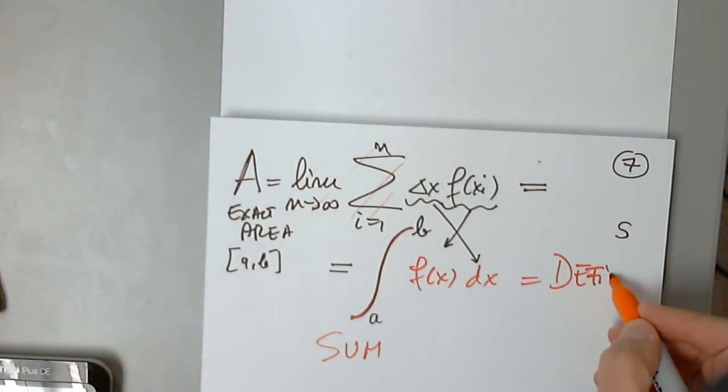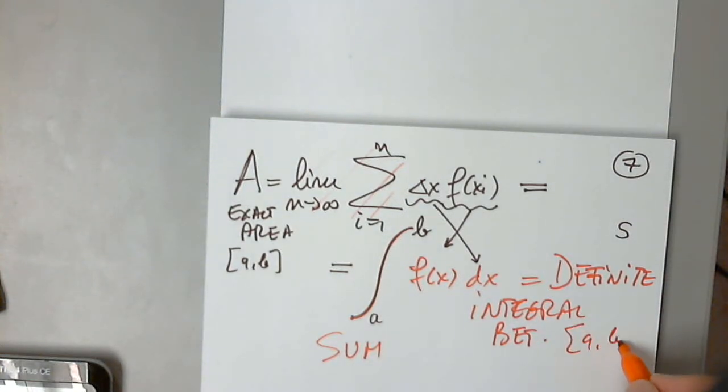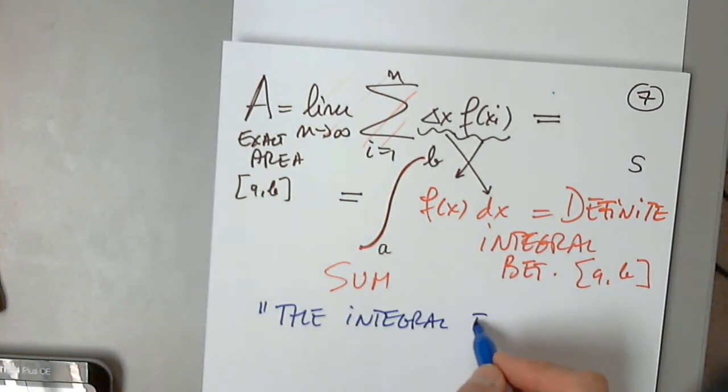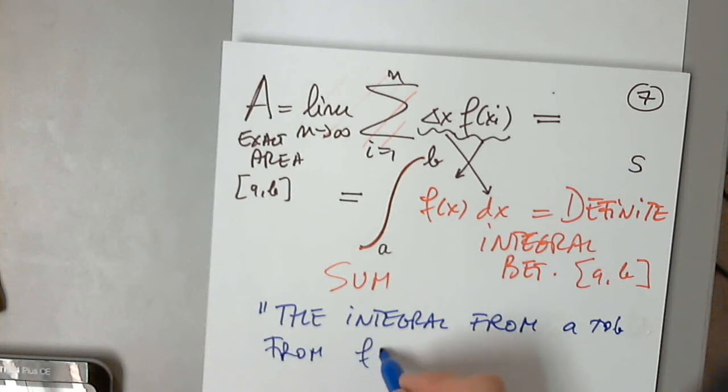And this is the definite integral between a and b. The definite integral is always a number. So how do we read this? The integral from a to b, I meant lowercase b, sorry. From a to b, from f of x dx. From f of x times dx. And this is the exact area under the graph of f of x between a and b. The same thing. These are two different ways of determining the area. This is the definite integral, which is always a number, and that is the limit of the Riemann sum.